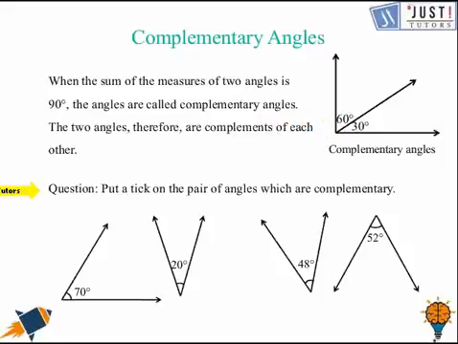Now here is a small question for us. We have to tick the pair of angles which are complementary. So for that, we should add both the angles and see if we get 90 degrees. So 70 plus 20. Yes, that's 90 degrees. So we can just put a small tick here. Coming to the next pair. One is 48 degrees and the other one is 52 degrees. When added, they are more than 90 degrees, so it's clear that it is not a complementary angle pair.